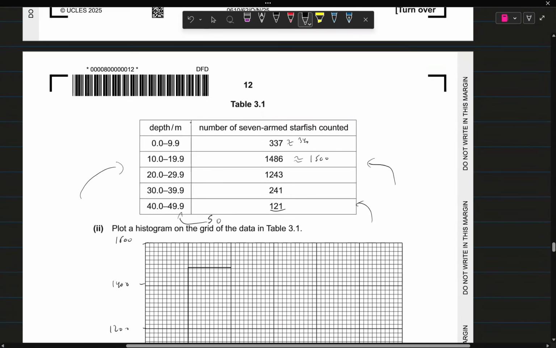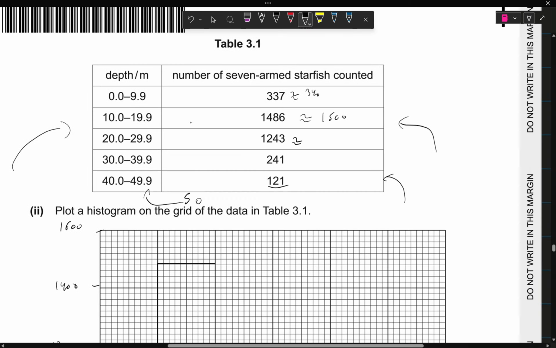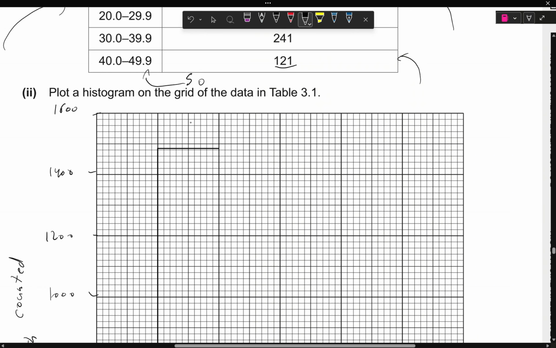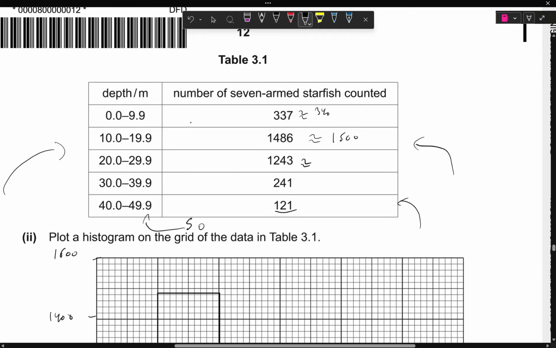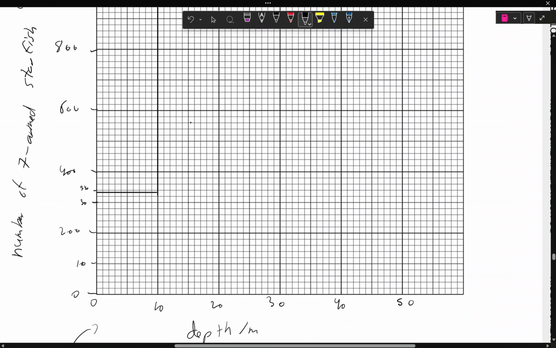Okay. And then you have 20 to 29.9, which is like 20 to 30. So you have 1243. Okay, so that's 1200, 220, 240. So I'll just draw it around here. Then again, you connect the lines. And then here you have from 30 to 40, that will be 240. So this is 200, 220, 240.